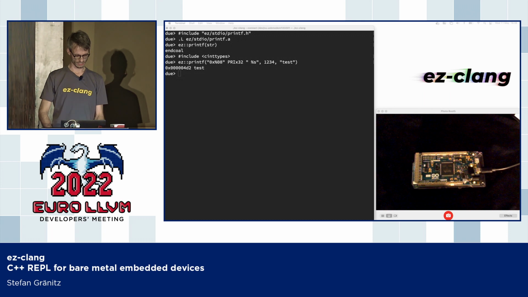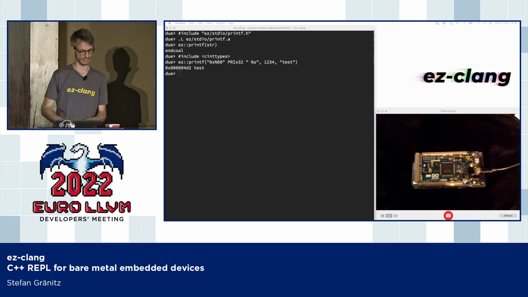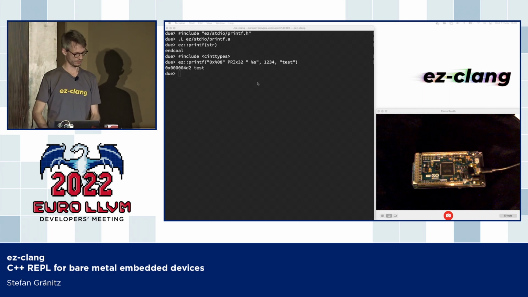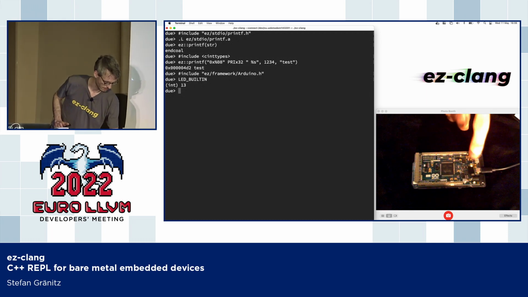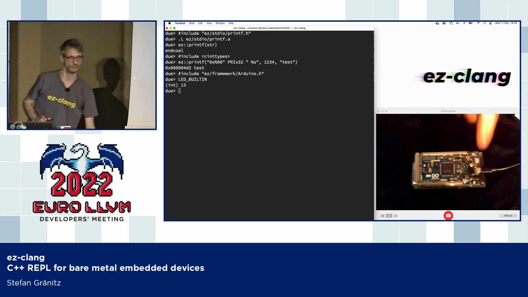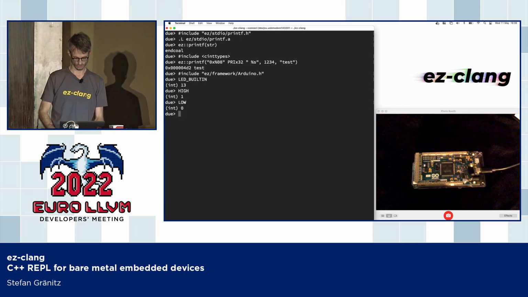In order to do more interesting things with the microcontroller, we can load a framework like Arduino, and we do it like that. We have a header, and it gives us definitions like LED_BUILTIN. That's the number of the pin that targets this small LED on the microcontroller. And we have definitions for HIGH and LOW, and we can use that to turn the LED on and off.